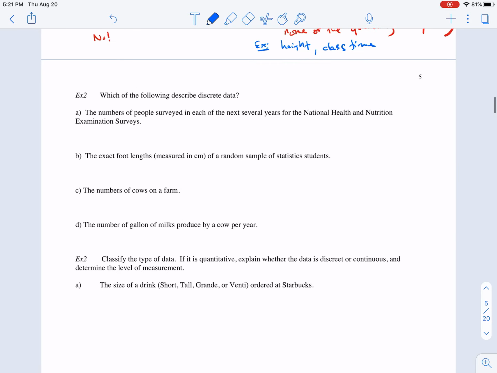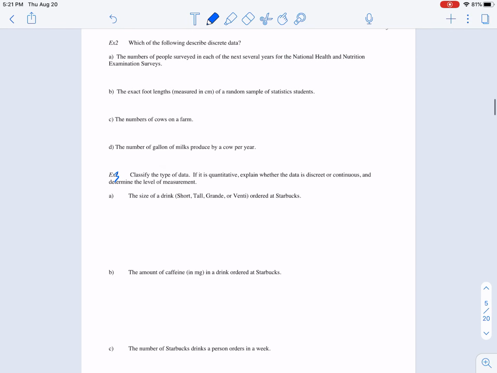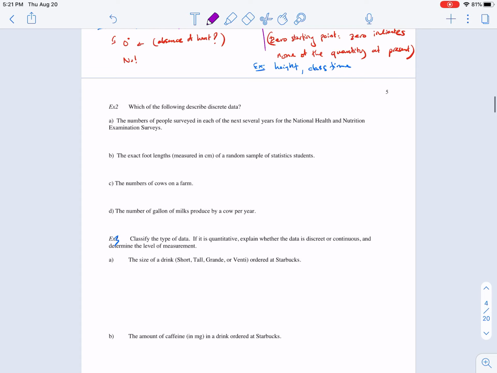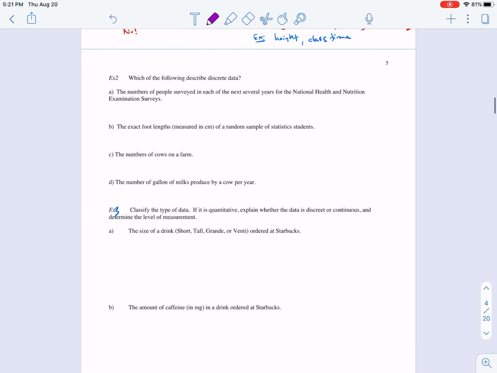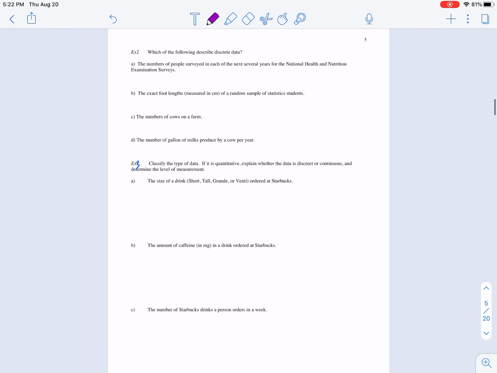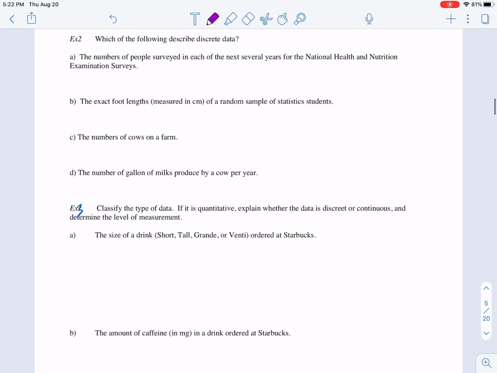For examples 2 and 3 here, I'm going to let you do this on your own, and I'll write down the answer. You should pause the video here, try this example on your own, and then come back and check the answer. So I'm going to go ahead and write the answer here.